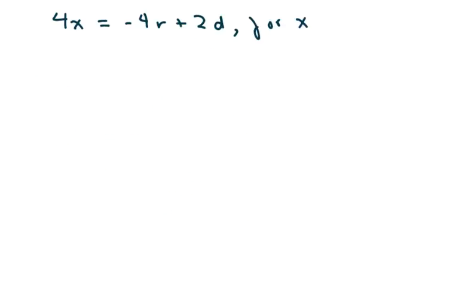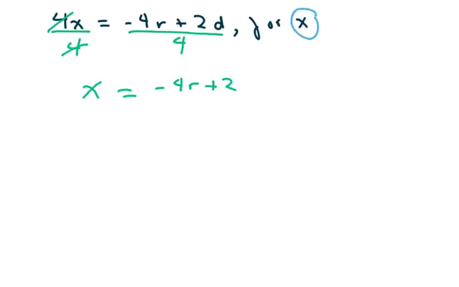Okay, I think we have 2 more. Here we're solving for x. Sometimes the easier ones are the last ones. So I'm just going to divide both sides by x. No, by 4. Sorry. Divide by 4. I see what's going on here. So that cancels, so we have x equals negative 4r plus 2d over 4.